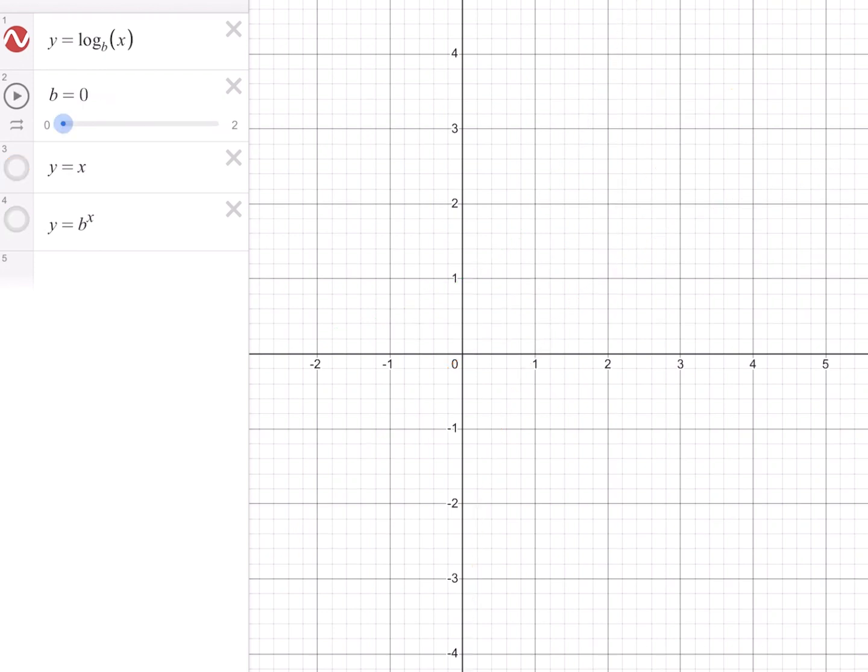Now showing only the logarithmic function. As the base varies, notice a few things. The graphs only exist in the first and fourth quadrants. The argument of a log, which is x in this case, cannot be 0 and cannot be negative. Also notice that all the graphs pass through the point (1, 0).